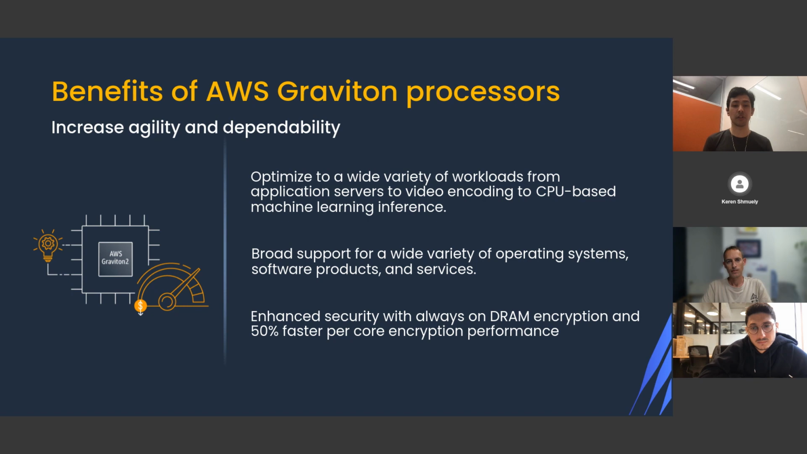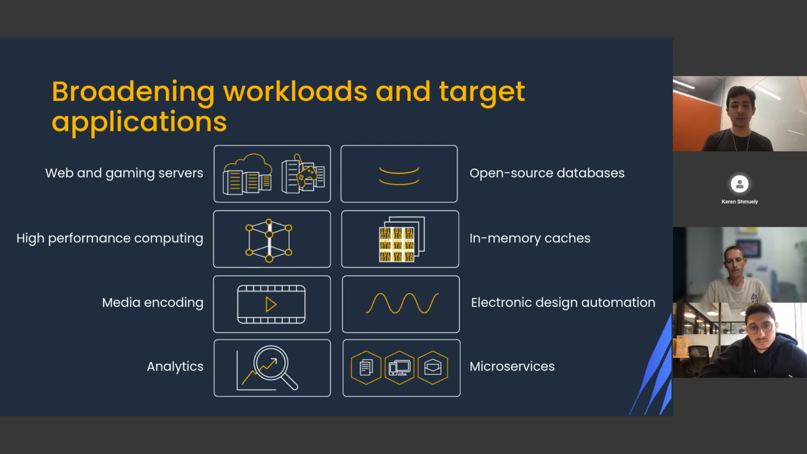And finally, security posture can also be improved by taking advantage of Graviton. Features like always-on 256-bit DRAM encryption and faster per-core encryption performance are available out of the box for customers running on top of Graviton. And these instances are also taking advantage of Amazon's Nitro systems to monitor and protect hardware resources. And all of these benefits can be used across a really broad set of different workloads.